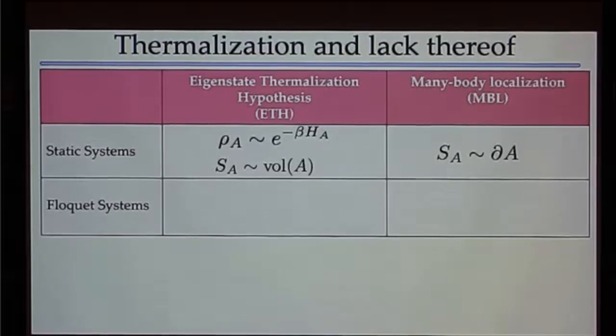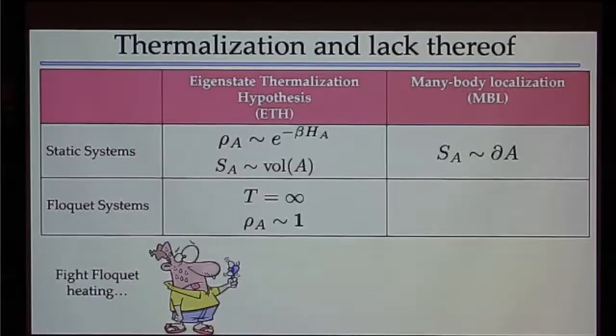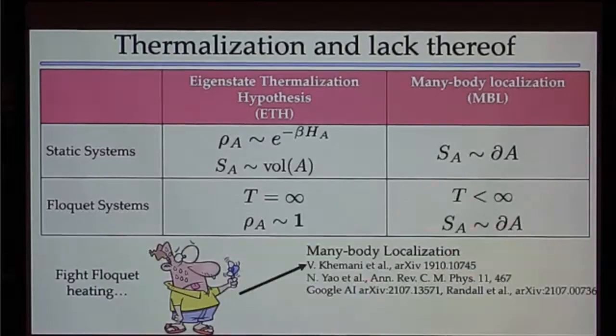For a Floquet system, if the system is thermalizing, it's not very interesting. Eventually, it will heat up to infinite temperature, and there's nothing interesting about it. However, as a wise man said once, in the long run, we're all dead, right? So maybe before we die, we might want to see some interesting physics. One obvious way to avoid Floquet heating is to use many-body localization. It's well known that in a Floquet system with many-body localization, this prevents the system from reaching infinite temperature, and you can stabilize the time crystal.